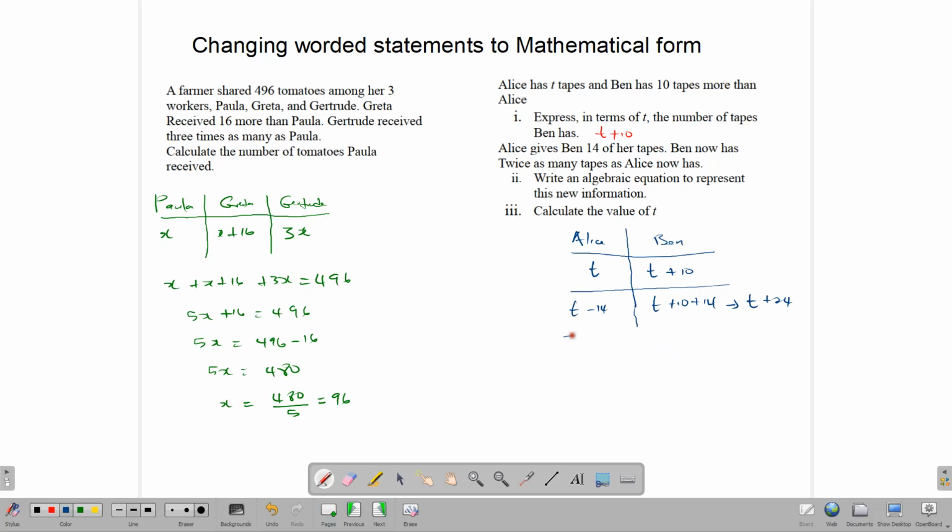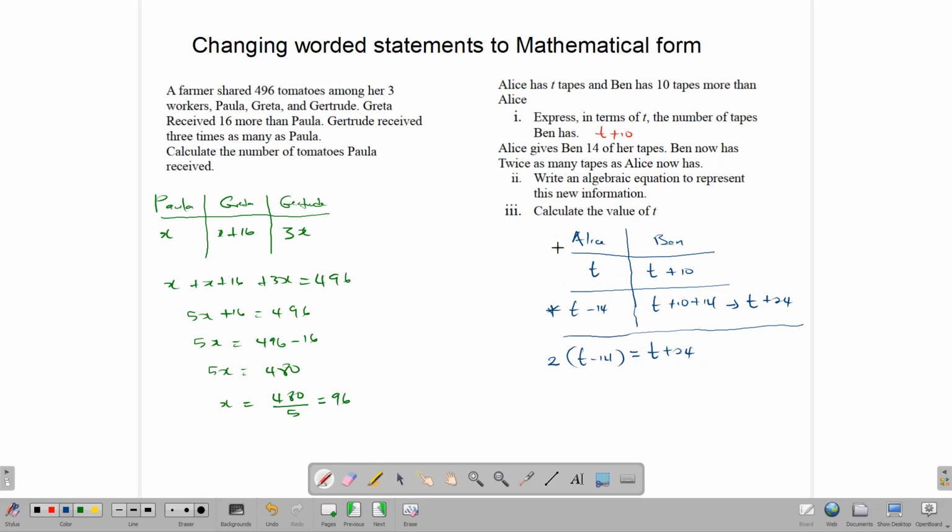What we are told at this present moment, when Alice gives away that number of tapes, is that Ben is now going to have twice as many tapes as she does. So if we take the number of tapes that Alice has, which is T minus 14, and multiply it by 2, we should get the number of tapes that Ben has.